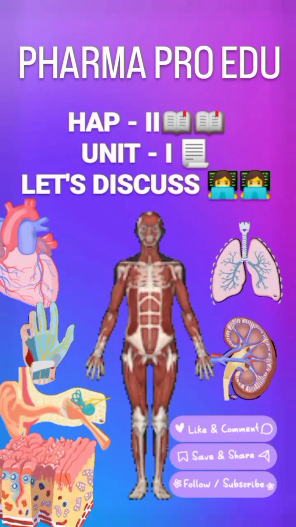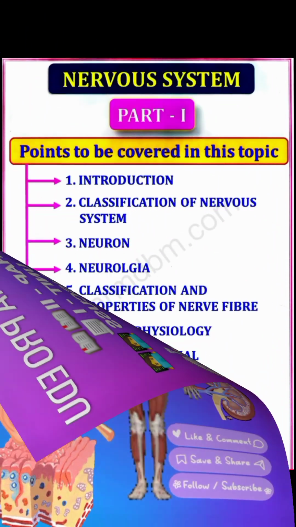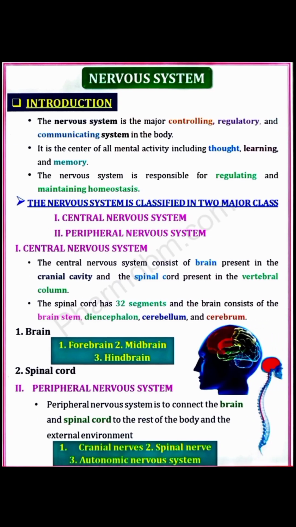The first unit is the nervous system, which is covered by 11 topics, which involve introduction, classification of nervous system, neuron, neuroglia, classification and properties of nerve fiber, electrophysiology, action potential, nerve impulse, receptor, synapse and neurotransmitters. First unit, nervous system, introduction part.